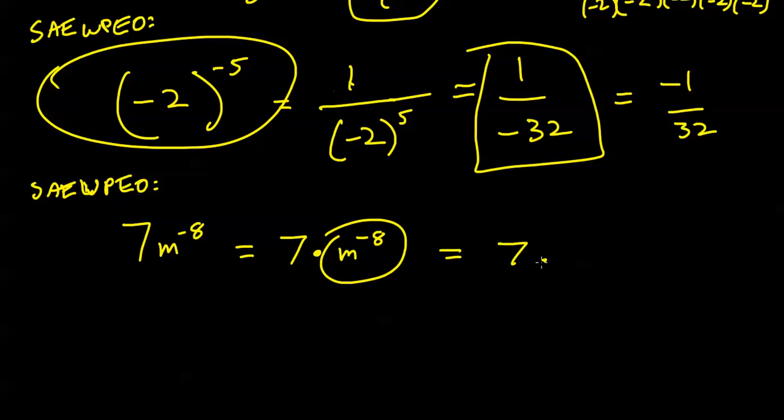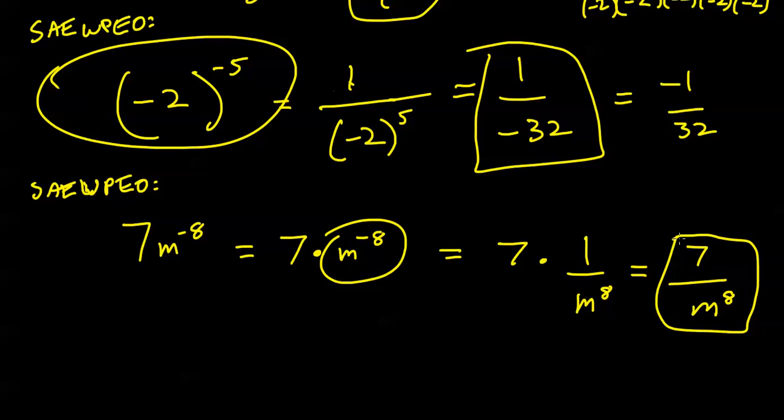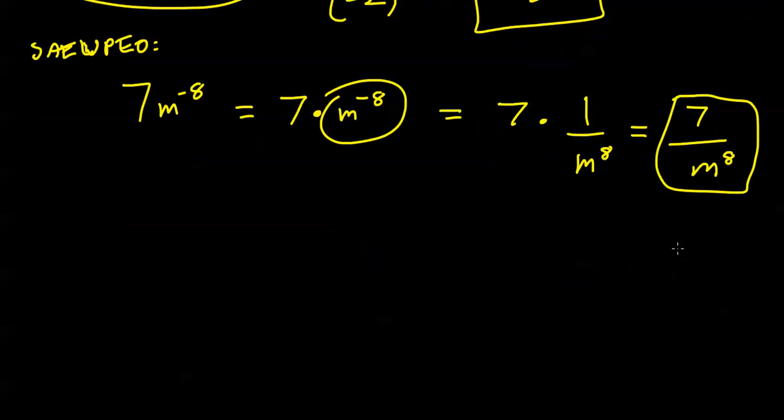M to the minus 8th power is 1 over m to the 8th power by definition. And now I'll just multiply across. 7 times 1 is 7, and I get 7 over m to the 8th power. That's a completely simplified answer with positive exponents only. Let's try another one. Simplify and express with positive exponents only.